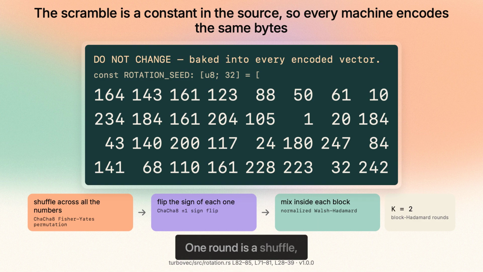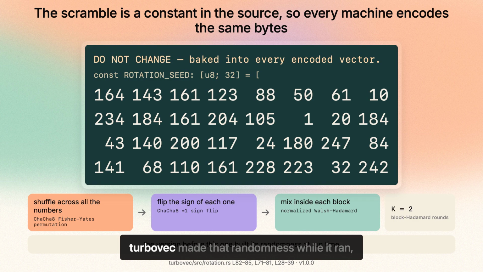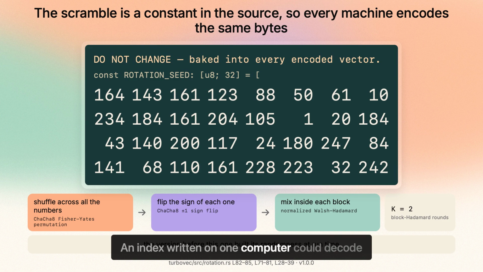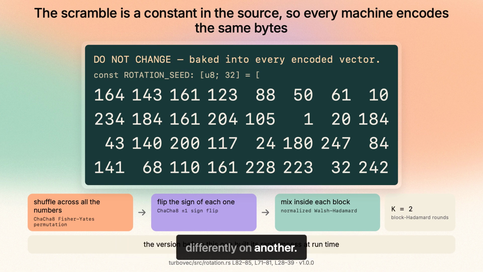One round is a shuffle, a sign flip on every number, then a mixing step inside each block, and the whole round runs twice. Before this version, turbovec made that randomness while it ran. So the encoded bytes depended on the machine and its processor core count. An index written on one computer could decode differently on another. The new scramble also dropped a 42 megabyte library.